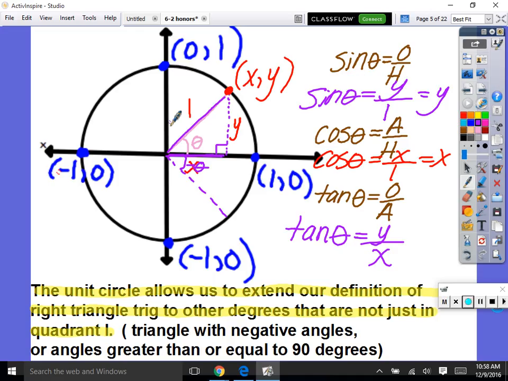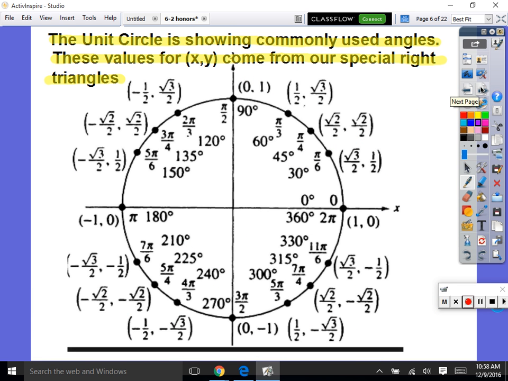Because now we know that sine of theta will be y, cosine of theta will be x, and tangent of theta will be y over x. And then we know they're reciprocal. Pretty cool. Okay, here's the unit circle.